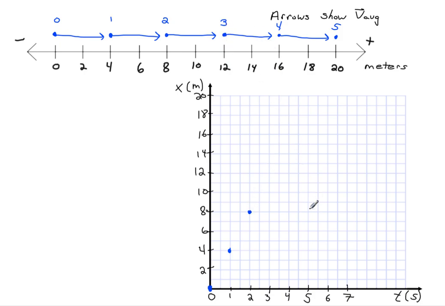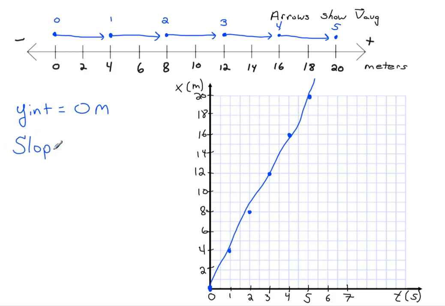At 3 seconds, it's at 12 meters. At 4 seconds, it's at 16 meters. And at 5 seconds, we're all the way up to 20 meters. And if I draw a line through this, I'll pretend that's a line. We'll see the y-intercept here is 0. So that is where the object starts from, a position of 0.